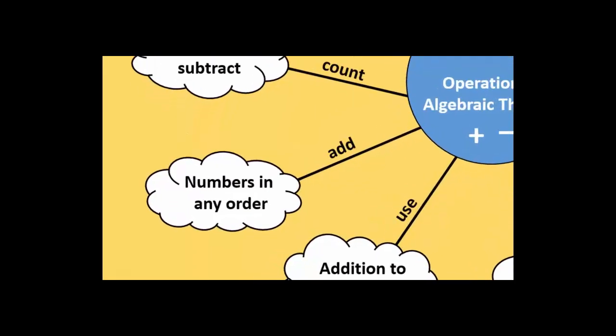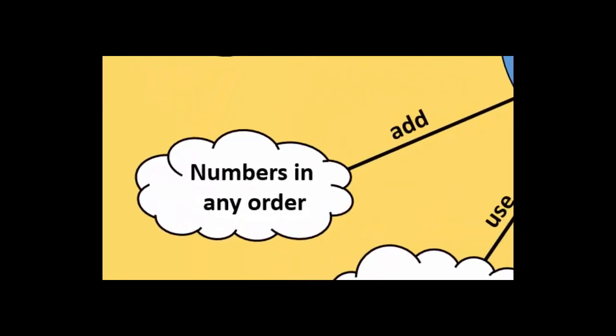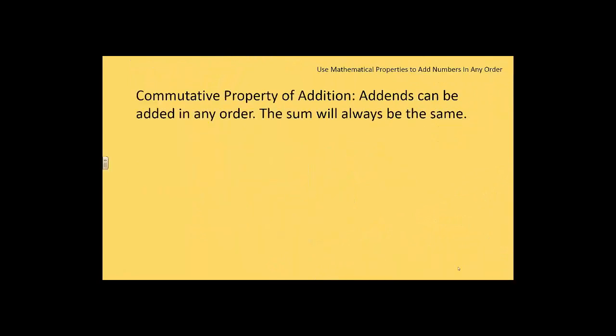Now we will look at the concept of adding numbers in any order. First graders work to build an understanding of two mathematic properties. The first is the commutative property of addition. It is important to note that students are not taught the term commutative property in first grade. That comes later. They do, however, learn the concept of the property and apply it when adding.